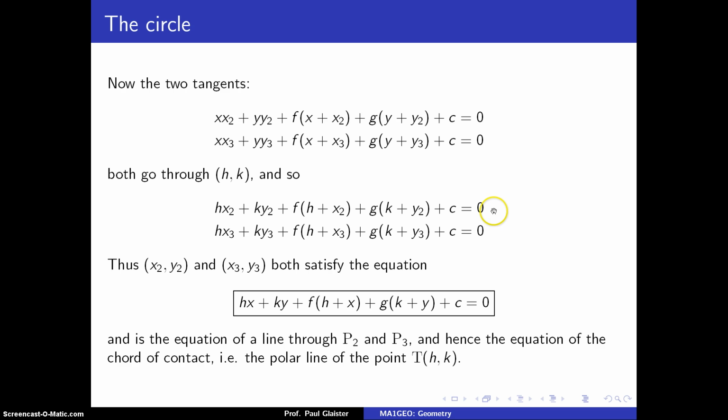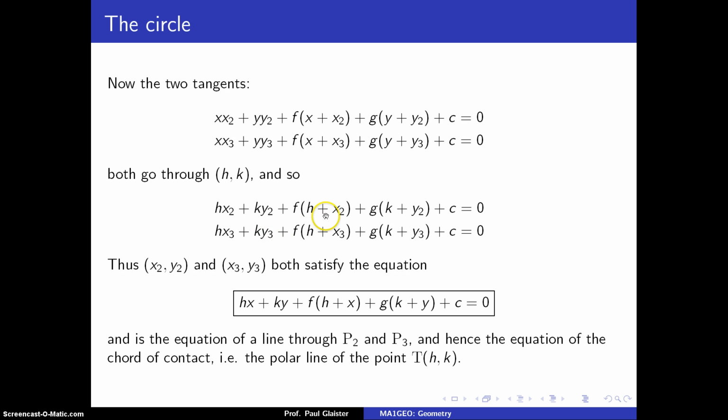Now if you look very closely at these two equations, what you notice is that what they have in common are the h's, k's, f's, g's and c's, but one has x2, y2 in and one has x3, y3 in.